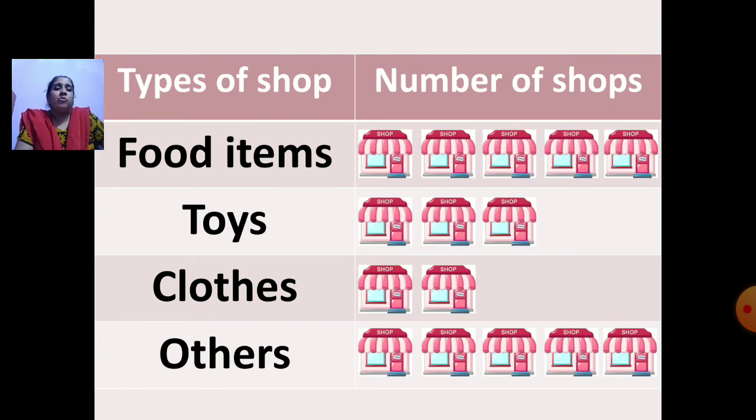But suppose the number of shops is more. Can you draw the pictures for a big number of shops or big number of things? No, it is not possible, right? To draw so many things in the chart. So that is why we use a scale. Okay. Now I'm going to show you another example, in which you will be able to understand more nicely.